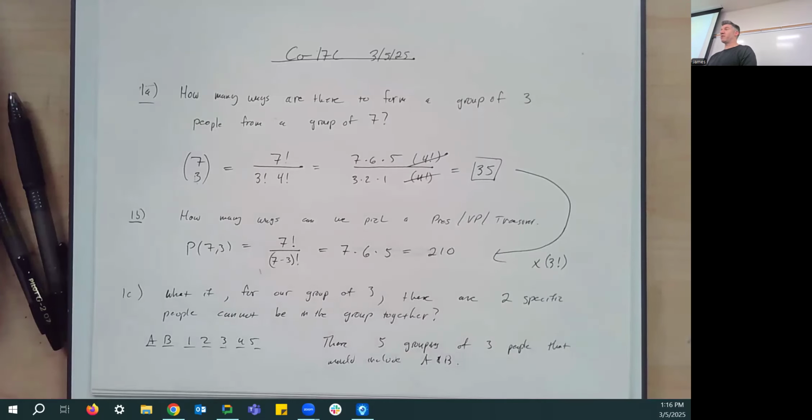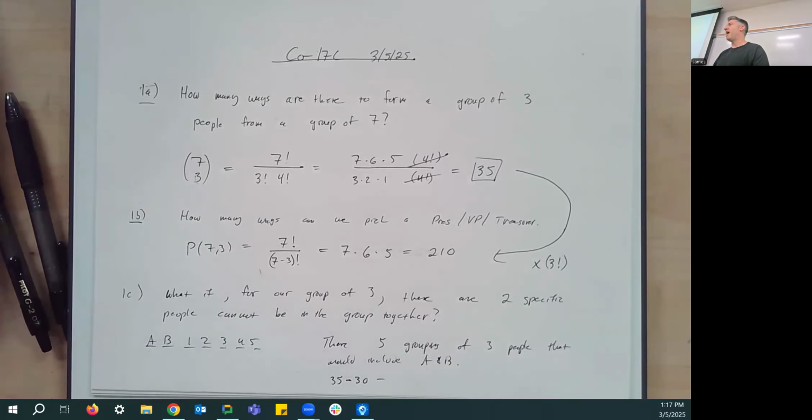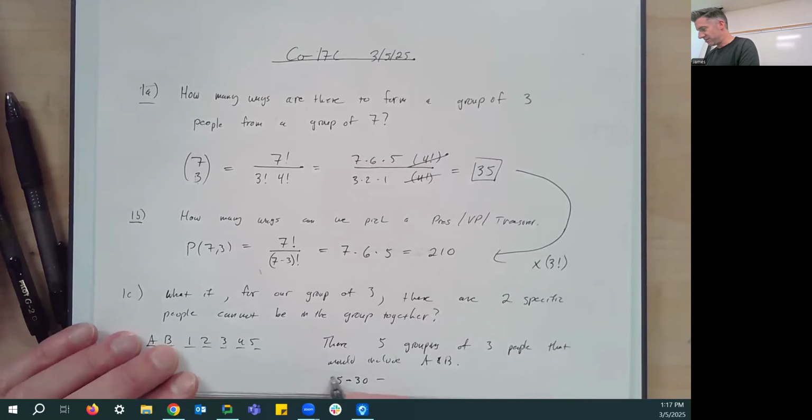So if we want all the groupings of 3 that don't have A and B together, we take the 35 ways of grouping any of the people together, and we subtract the 5 ways of grouping the people together we don't want. So our answer here is going to be 35 minus 5, which is equal to 30.